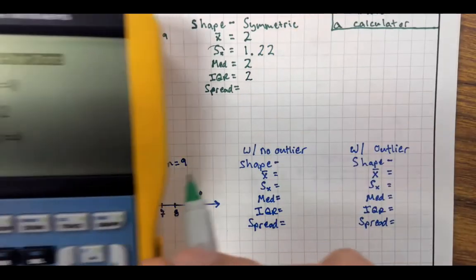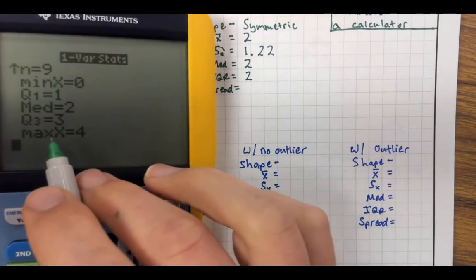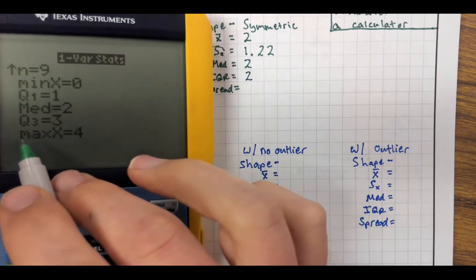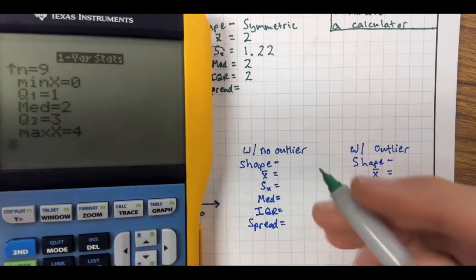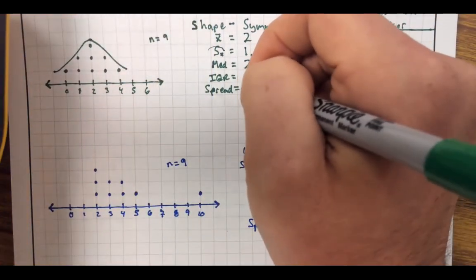And the spread is essentially the range. It's the difference between the maximum value and the minimum value. So the spread or the range of this data set is 4 minus 0.